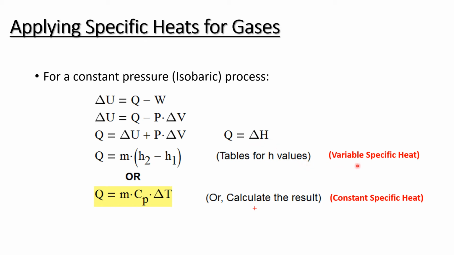Now, we always can assume variable specific heats, and that's where we'll get values for internal energy or enthalpy out of tables. So in the case of variable specific heats, we can calculate delta H as the mass times the change in specific enthalpy, which are table values. We would get H2 and H1 from a table. On the other hand, if we're going to assume that specific heats are constant over the temperature range of the process, then we can calculate delta H as simply m, the mass, times C sub P times delta T.